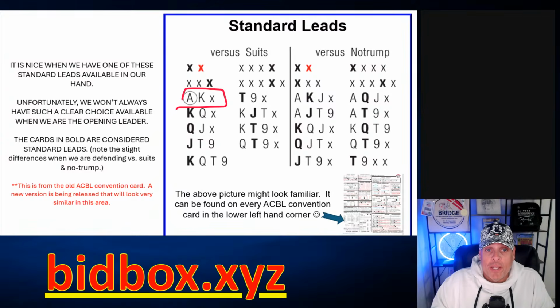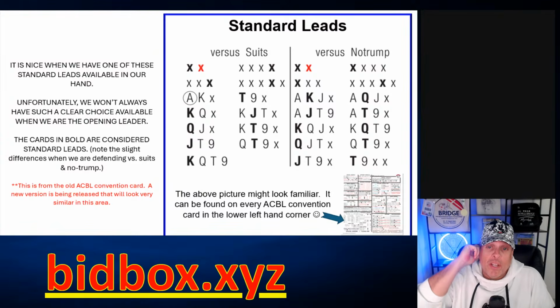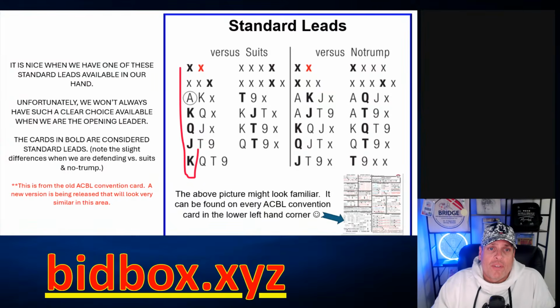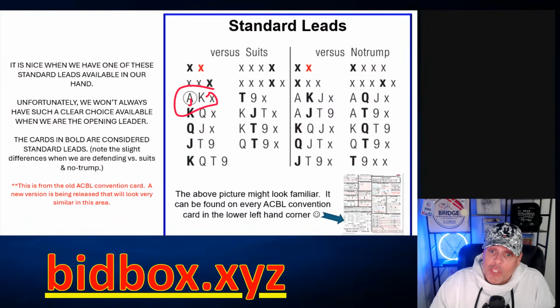Ace from ace king is the generally accepted standard. In fact, high from a touching honor. We lead the top of touching honors, and that repeats all the way down here. Everybody see that? We'll talk about mud in a second. It's an old school method. So here on the left, we see very standard leads. In fact, these are some of the best leads. That's the absolute best lead to have versus a suit combination.